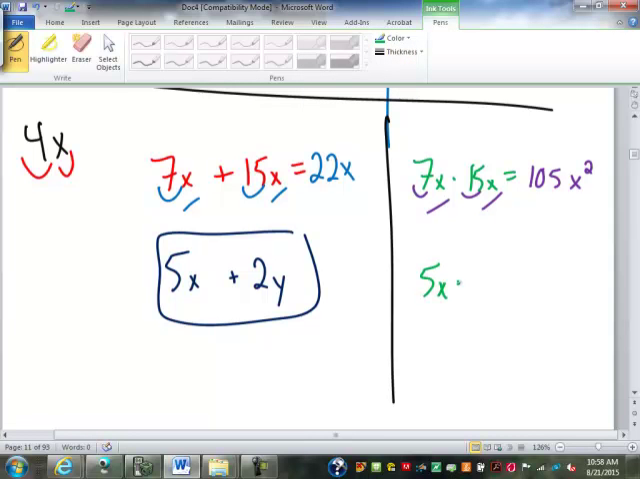How about my 5x times 2y? Do I have to have the same name? No. I'm going to combine the counts. 5 times 2 is 10. And then just like feet times pounds became foot pounds, x times y becomes xy.